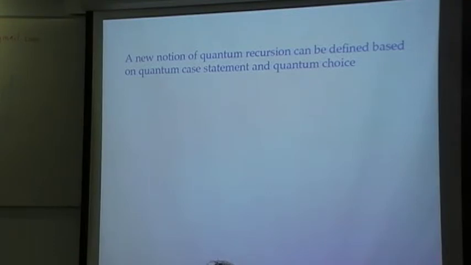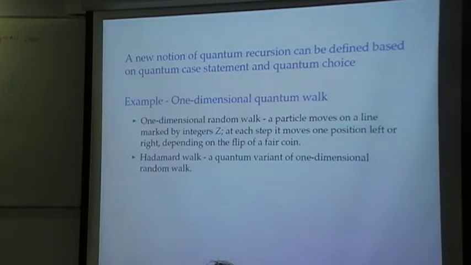Then based on them, we can define a new notion of quantum recursion. Let's start from a simple example: the one-dimensional quantum walk. As you know, a one-dimensional random walk can be described as a particle moving on a line marked by integers. At each step, it moves one position to the left or right, depending on the flip of a coin.